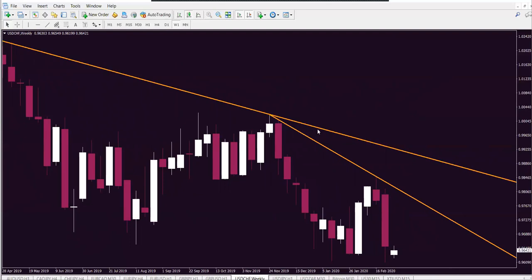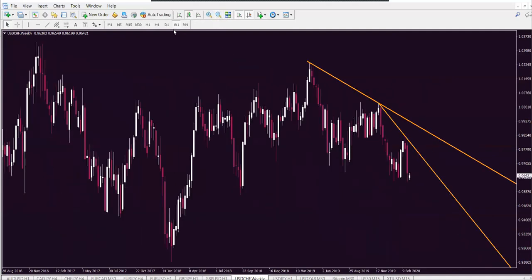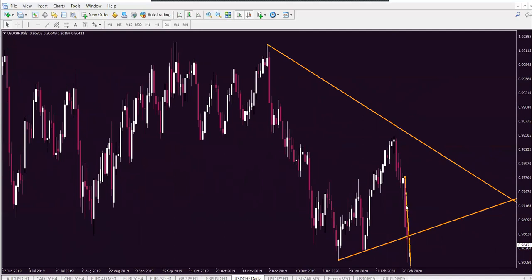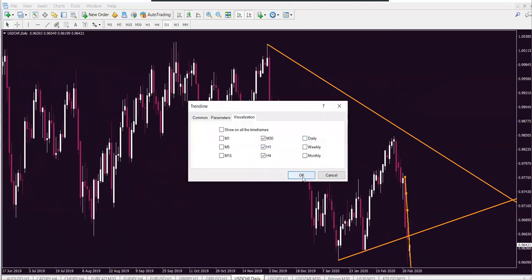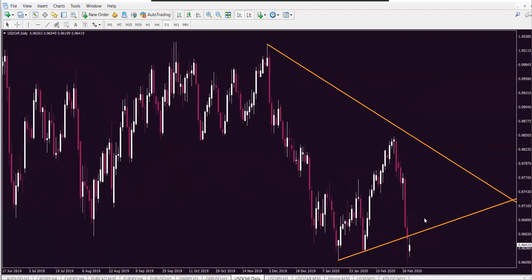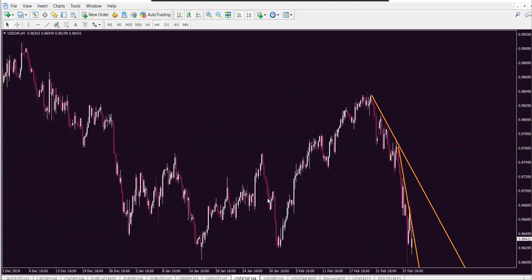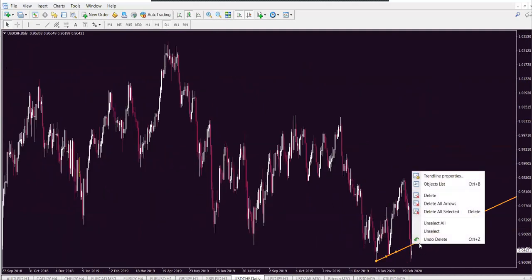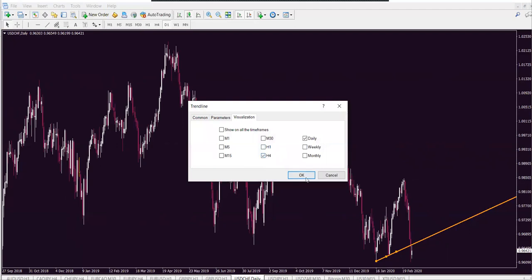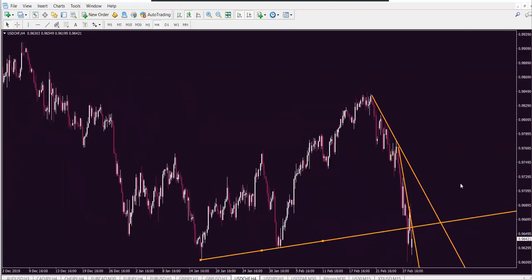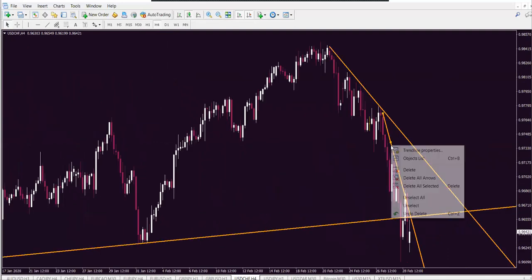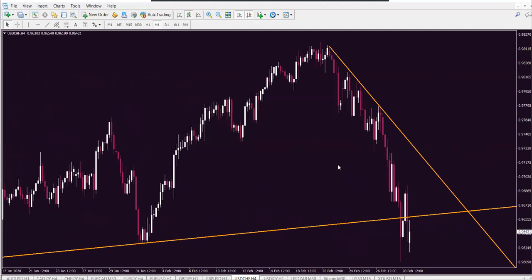Let's see. This is the monthly. All right, we can remove this. Not remove, but hide it from the daily since it's not showing properly. All right, guys. So this one is not really important. Let's show this one on the H4 also, so you have a better idea. So you can see it here. You can hide this on the H4 and display it only on the H1.